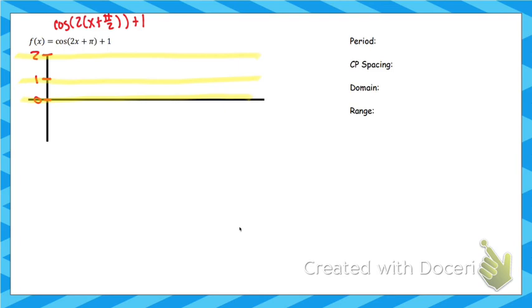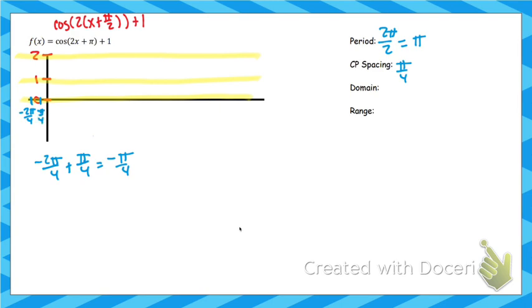Mark our x-axis. Phase shift is negative pi over 2. Period, 2 pi divided by 2. Critical points, pi divided by 4. So negative pi over 2 plus pi over 4. So I'm going to rewrite negative pi over 2 with a common denominator. That's negative 2 pi over 4. So if I do negative 2 pi over 4, and I add pi over 4, I get negative pi over 4.